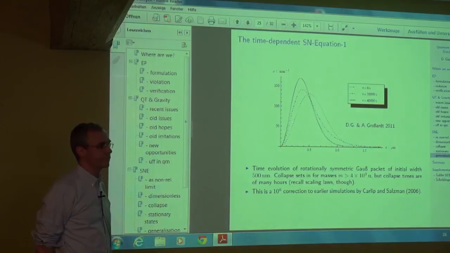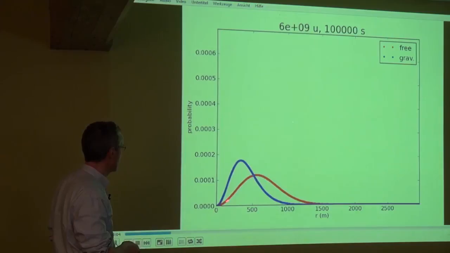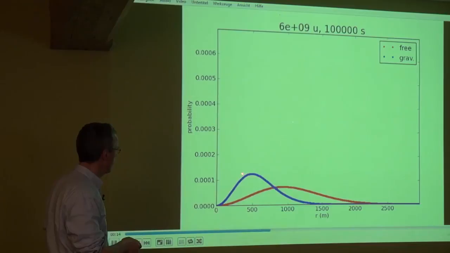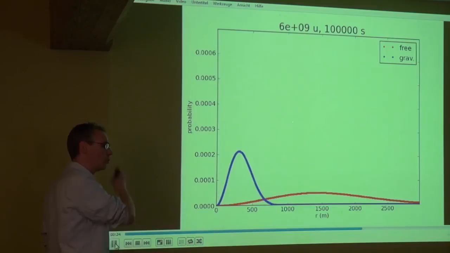You see, this is an evolution of a free wave packet in red and a blue wave packet according to the Schrödinger-Newton equation. Now it spreads again. Now comes gravity into play. Now it refocuses again and falls back. And that's the radial probability distribution, whereas the red one becomes shallower and shallower, the blue one always comes back and forth.